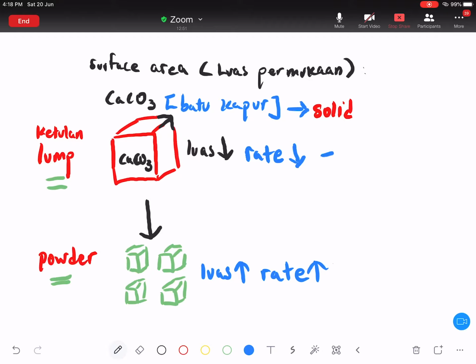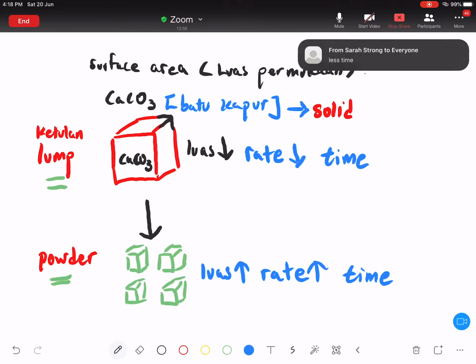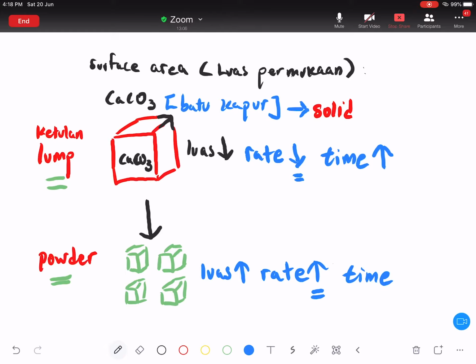What do you mean by high rate of reaction? Try to relate it with time. A low rate of reaction means higher time taken. A higher rate of reaction means lower time taken. Please keep this in mind. We are going to learn this. This is very important. Screen capture this thing.